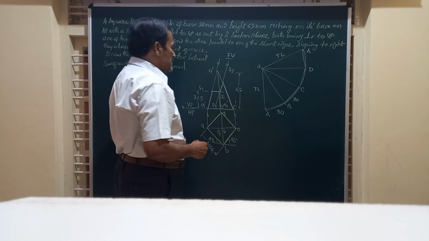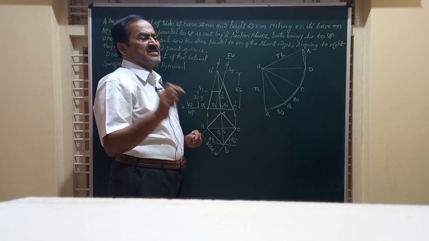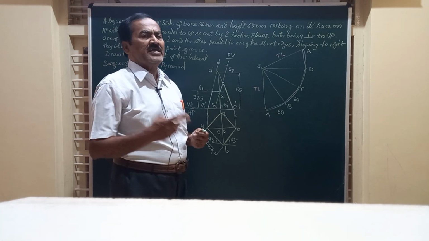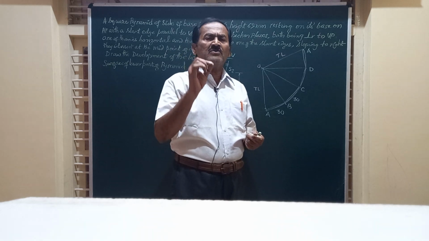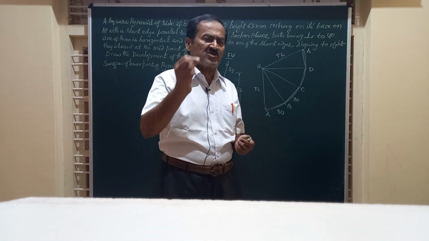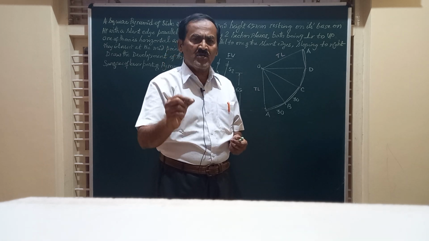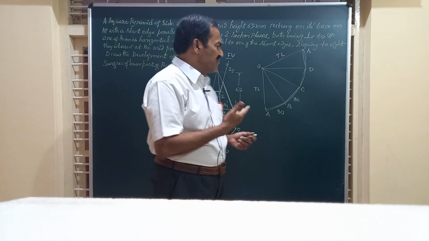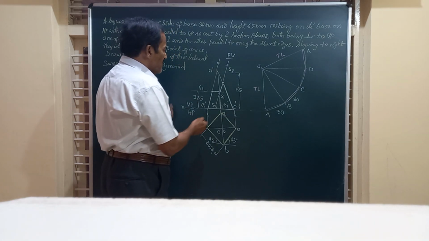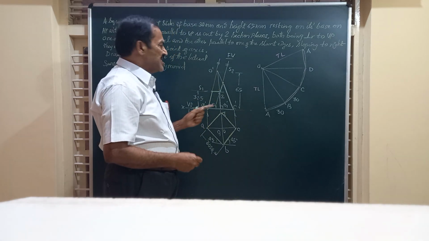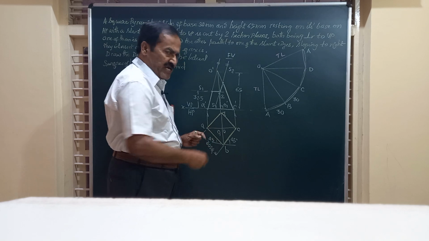This TL, friends, stands for the true length of the slant edge. Why true length is required? Friends, whenever we make any development of any solid, we make use of the actual lengths or the true lengths or the true sizes. And if you observe here, friends, O dash A dash is the front view of this slant edge OA.